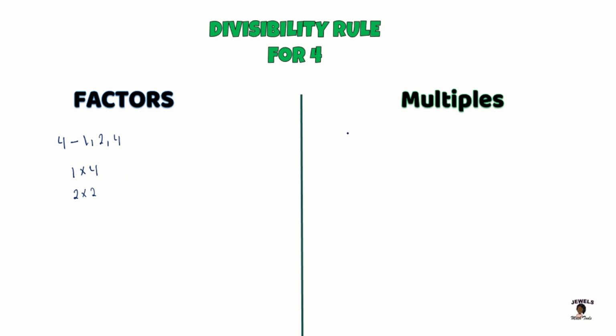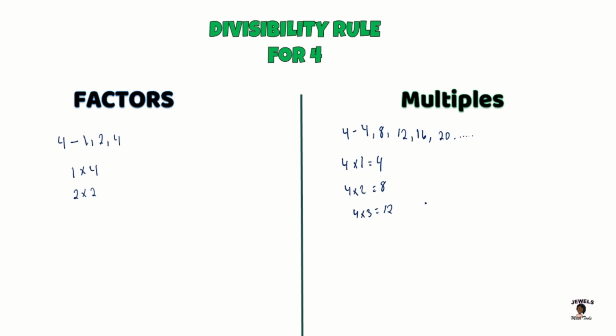Now let's take a look at the multiples of 4. When listing the multiples of 4, these are the numbers that are in the 4 times table. So when we look at 4 times 1, this is equal to 4. We have 4 times 2, which is equal to 8, 4 times 3, which is equal to 12, and so on and so forth. And these numbers that are the product of our multiplication are the multiples of 4. So we have 4, 8, 12, 16, 20, and so on and so forth.